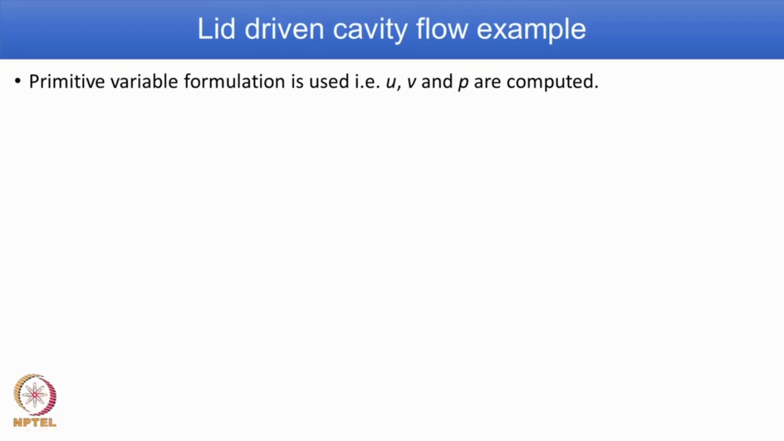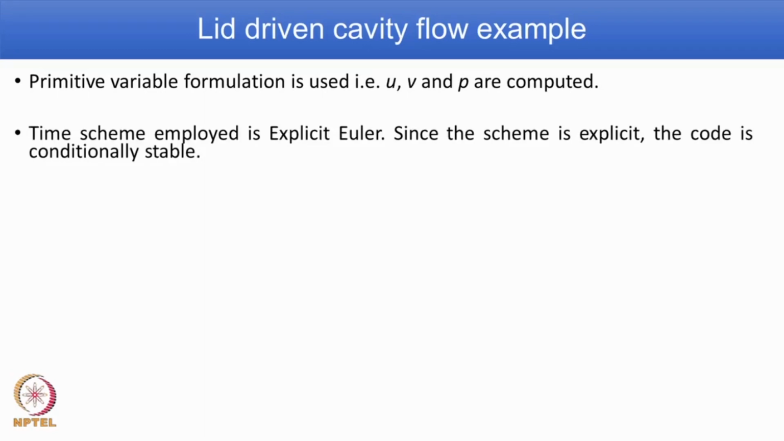We mentioned you can have a vorticity stream function formulation of the governing equation, or it is also possible to solve using primary variables. When you say primary variables, they are u, v, w and pressure. Because we consider a two dimensional situation, we have only u and v and pressure is always there. For the sake of simplicity, we consider explicit Euler time integration. Because it is explicit, we learned the scheme is conditionally stable.